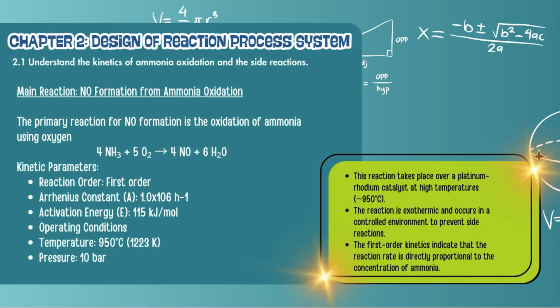This reaction occurs over a platinum rhodium catalyst at a high temperature of 950 degrees Celsius. The reaction is first order, meaning its rate is directly proportional to the concentration of ammonia, with an activation energy of 115 kJ per mole. It requires significant thermal energy to proceed. The process is exothermic, so careful control is necessary to prevent side reactions and ensure efficiency. The reaction is carried out at 10 bar pressure to maintain the desired conversion efficiency.